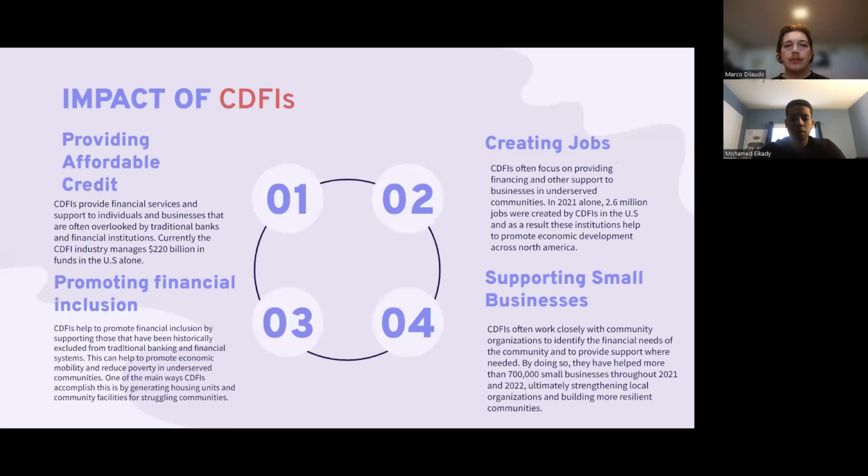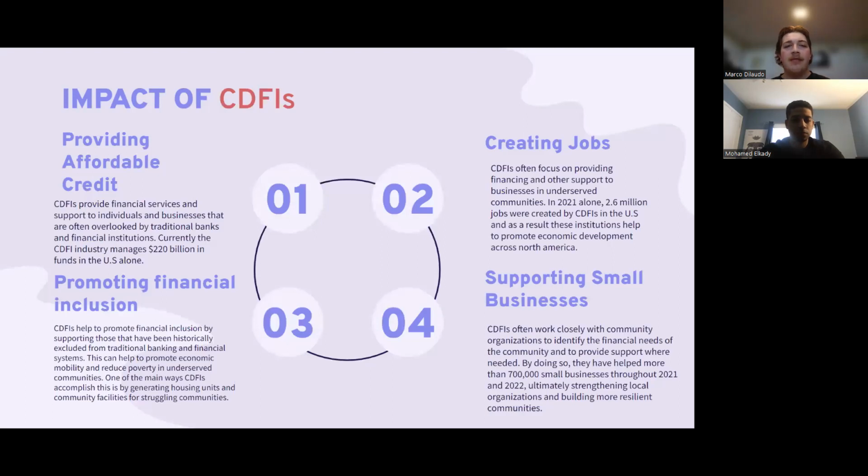So these were just some of the funding methods that play an important role in providing affordable and accessible financial services, helping to promote economic growth and opportunity for all. And I'll be passing it to Marco to speak more about the impact of CDFIs. Thank you, Mo. So now we're going to be covering a little bit about the impact that CDFIs have on the community and the various things that they help contribute to.